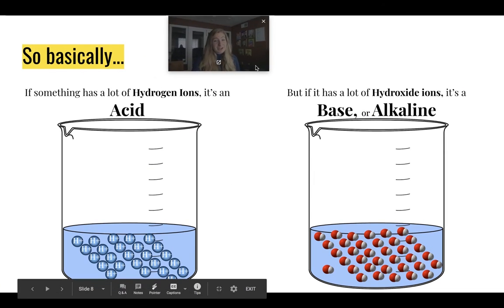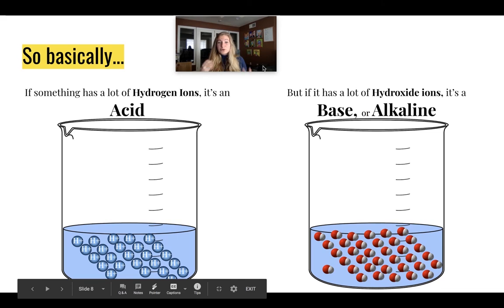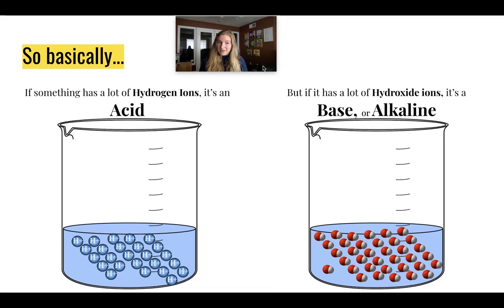So that was pretty complicated, but if you can remember this, then you'll be fine. If something has a lot of hydrogen atoms, we call it acidic. But if it has a lot of hydroxide atoms, it's a base, or what we call alkaline. And you can see the little illustrations that I showed you before.